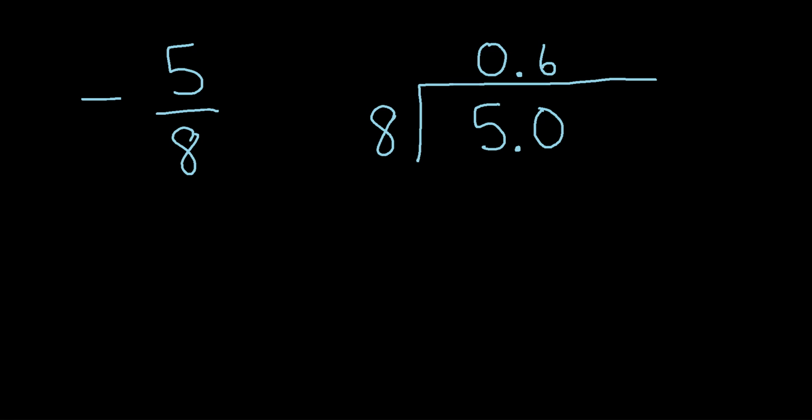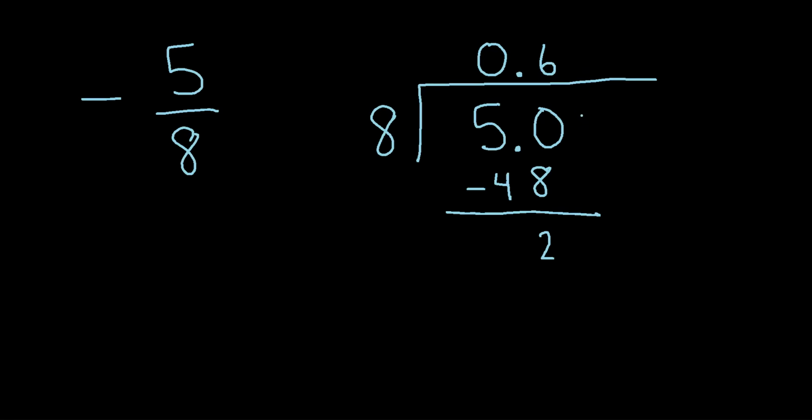So 8 times 6, that's 48. So just like in normal long division, we'll subtract 48. So we'll treat this as 50. So 50 minus 48, that's 2. Now, we have a remainder of 2. So in normal long division, you might write remainder 2, but we don't want to do that here. We want to keep writing more values after the decimal place.